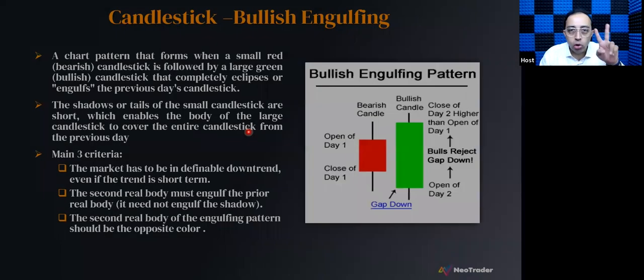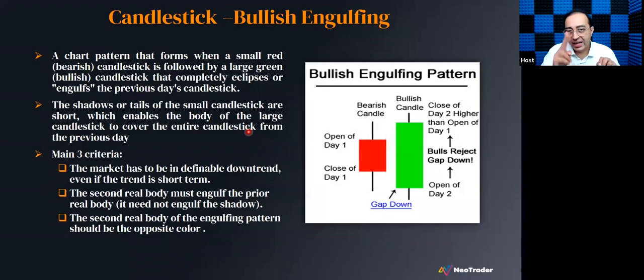Now we will go to two candle patterns, where the second body assumes importance. So this is the first body. This is the second body. All right. The second body assumes importance. So this is called an engulfing pattern.